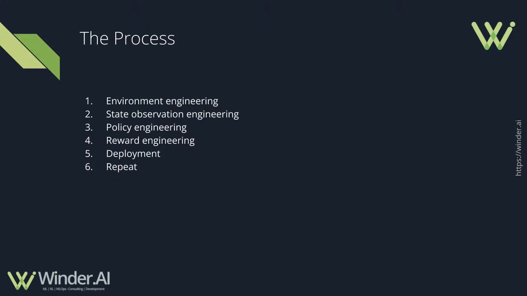Once we've got the environment in place, then there's a lot of engineering surrounding the agent. So it's the engineering surrounding the state and the observation, engineering around the thing that's called a policy, which is basically the strategy, the model that is defining the strategy of the agent, and then a lot of engineering around the reward. They're all very much tied together, so they kind of develop in tandem. And then once we have something that we're happy with, it comes down to deployment, and deployment is a beast in itself. It involves topics like machine learning and MLOps. And then finally we repeat.